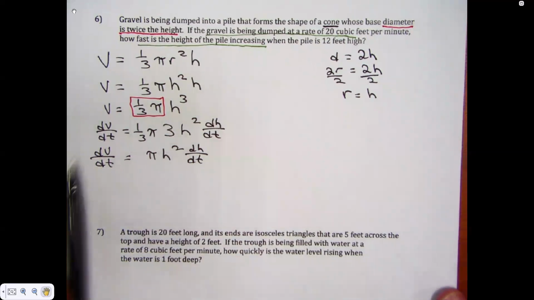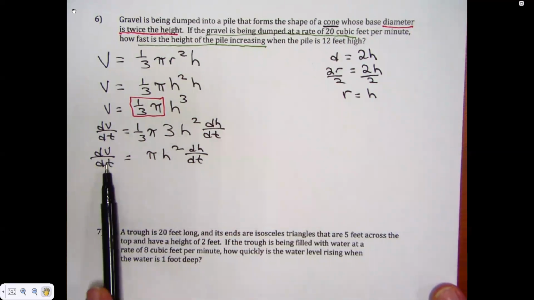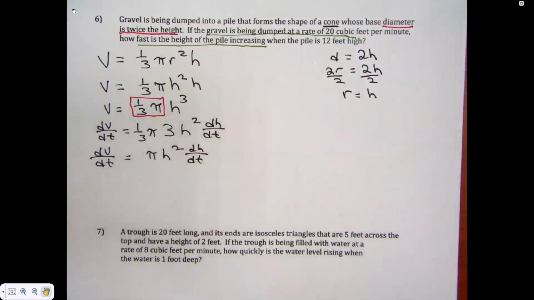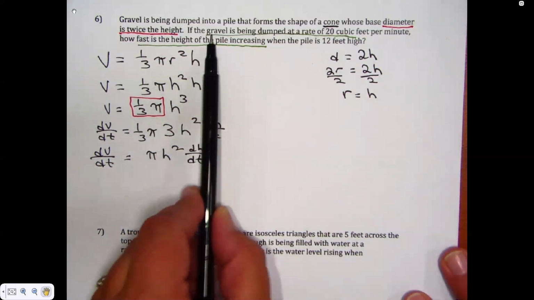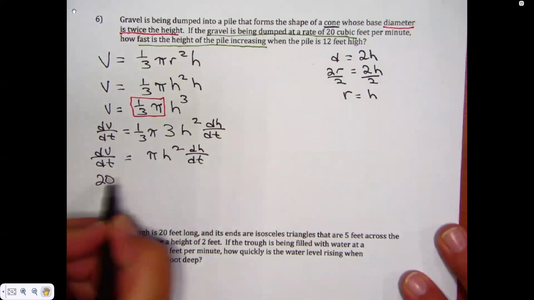All right, so do we have something about the rate of the volume? Maybe not quite as clear, but the gravel being dumped at a rate, that is forming the cone, and so that is considered the rate of the volume. Maybe that was just a little bit harder to see, but this gravel being dumped at a rate forces it to be the rate of the volume. So that's 20.